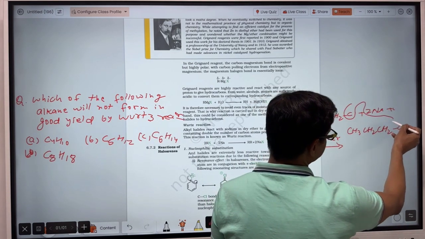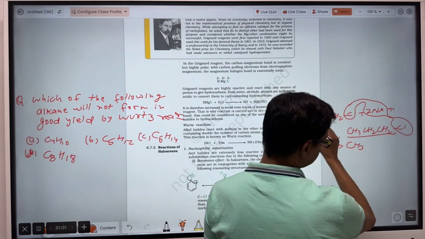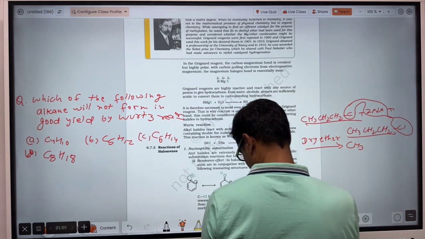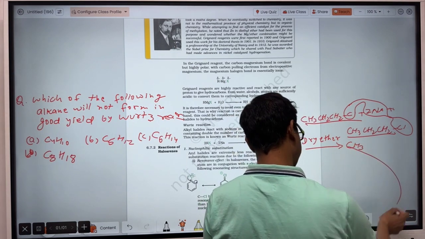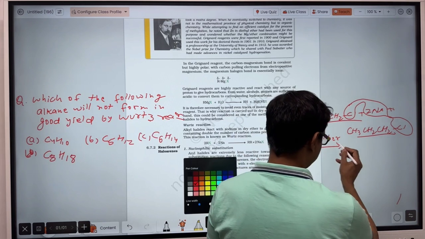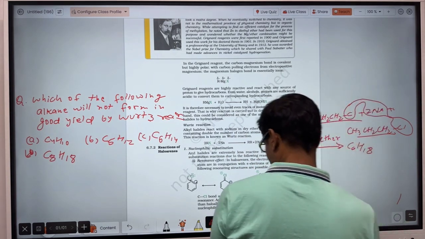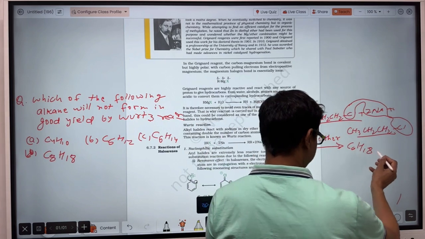This chlorine will combine there. So the number of carbon atoms here will be 6, that is 3 and 3. That means there will be formation of hexane. Directly you can write that there will be formation of hexane, C6H14.